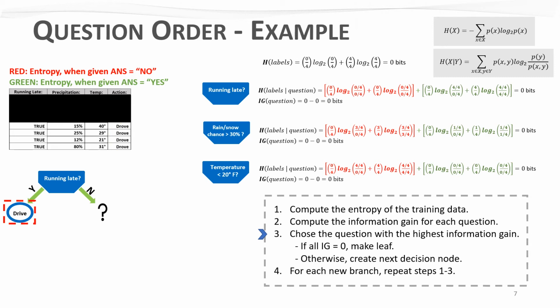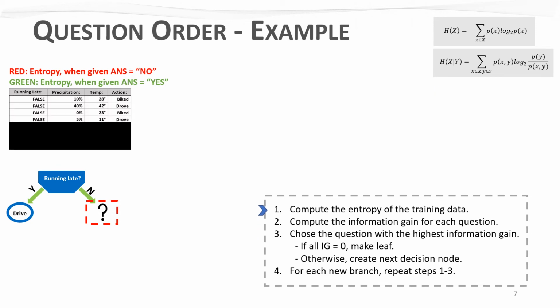Next, we'll repeat this process for the node on the right branch. Here, we'll use the other subset of input data partitioned by the root node. Again, we'll calculate the entropy for this subset of training labels. In this case, the entropy is 1 bit.